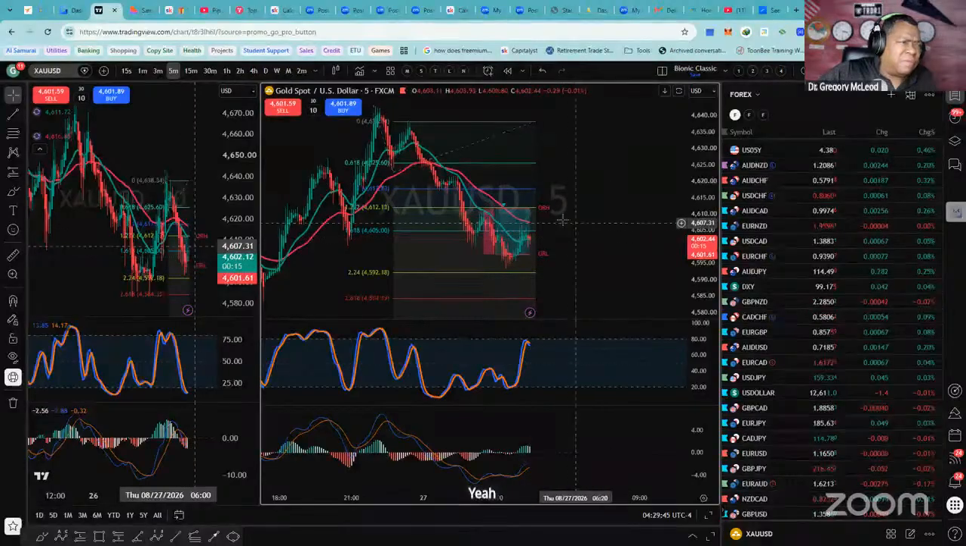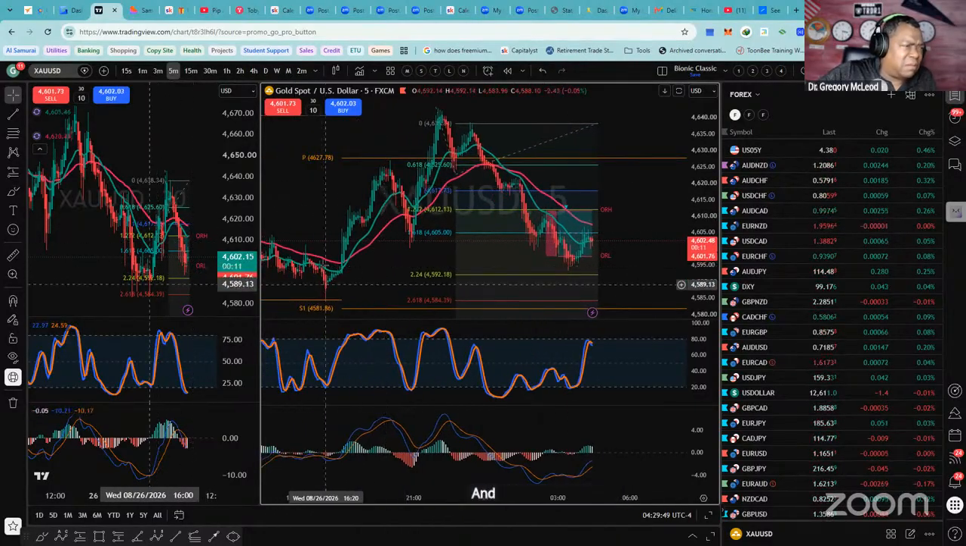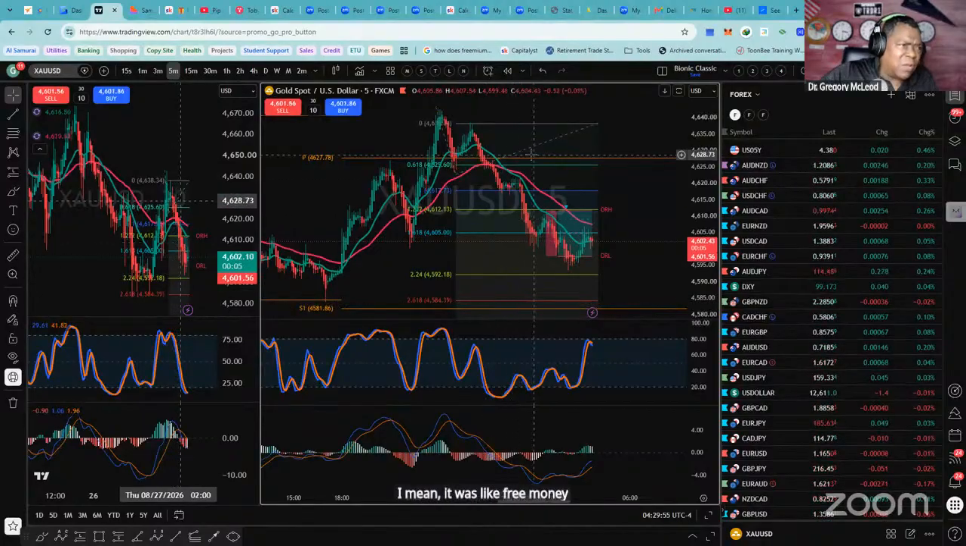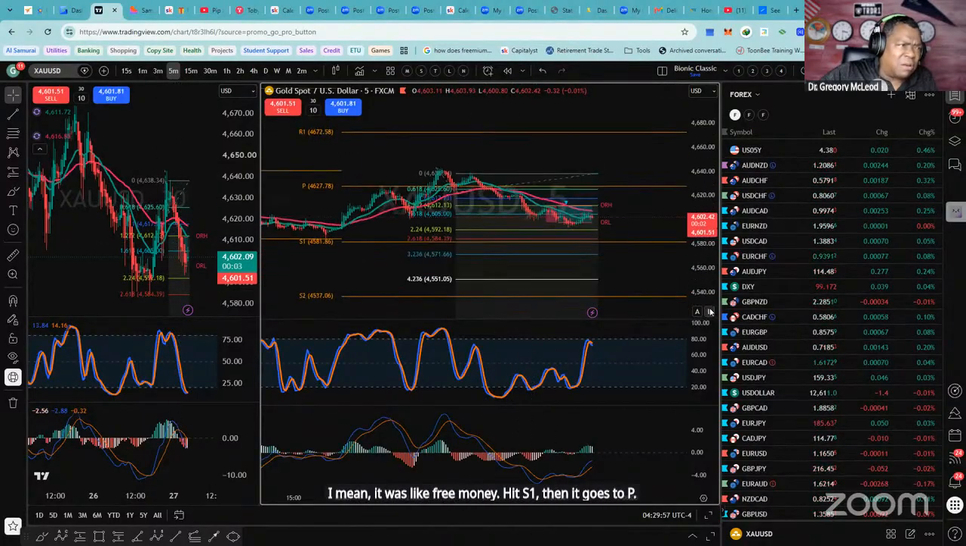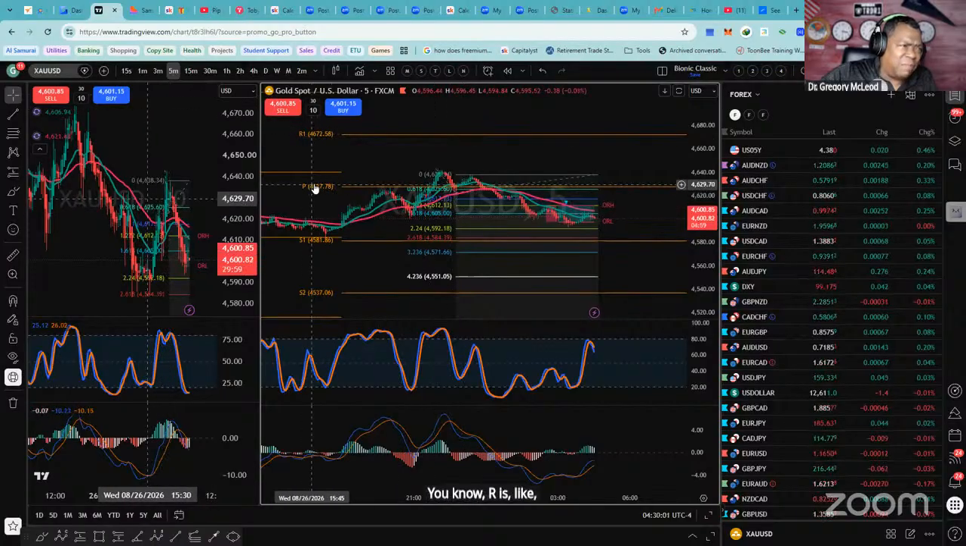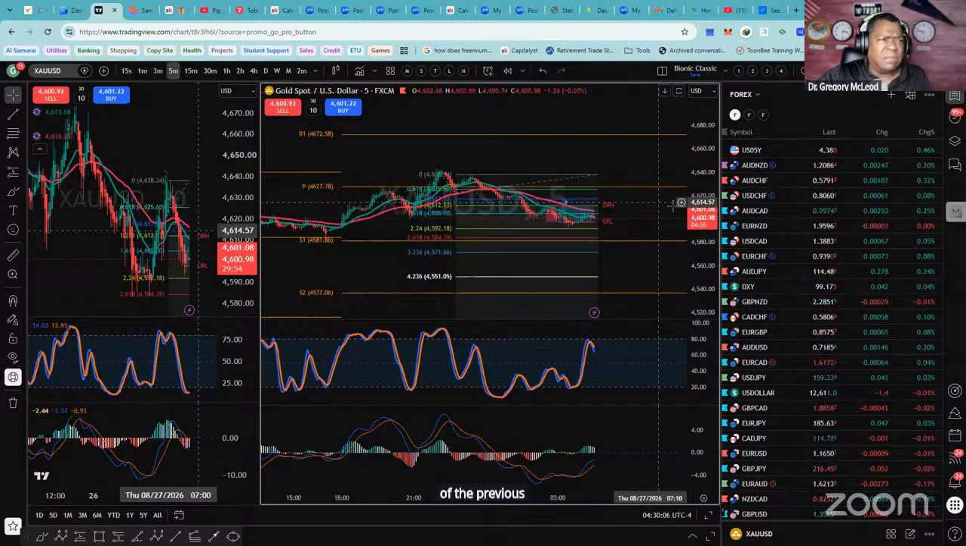And so you got this P is a central pivot, and it's here, right? S1. When price gets to S1, I mean, it was like free money. Hit S1, then it goes to P. If it goes to R, R is like one standard deviation above the central. This is the average price of the previous day, right?